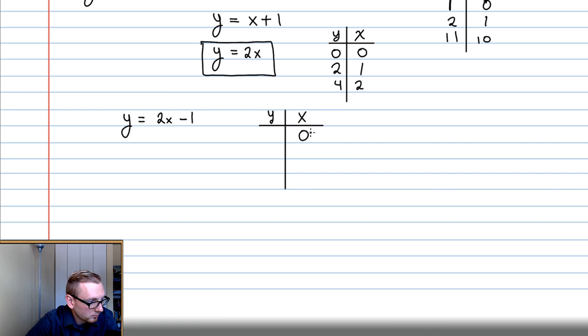What are we plugging in for x? We're going to start with 0. Plug in 0. When I put a 0 for the x, that was the multiplication, remember?